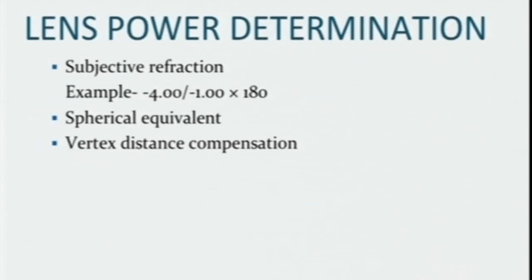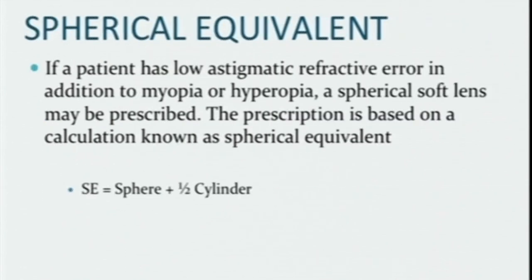How do you determine the lens power? For example, if the subjective refraction is minus 4 with a minus 1 cylinder at 180, the spherical equivalent can be given. And because it is 4 diopters, you'll have to go for a vertex distance compensation. For this vertex distance compensation, you've got a chart, you can take it from there. And what is the spherical equivalent? If the patient has a mild astigmatic power, you can take half of the cylinder power from the astigmatic correction and add it to the sphere, and that becomes the spherical equivalent.